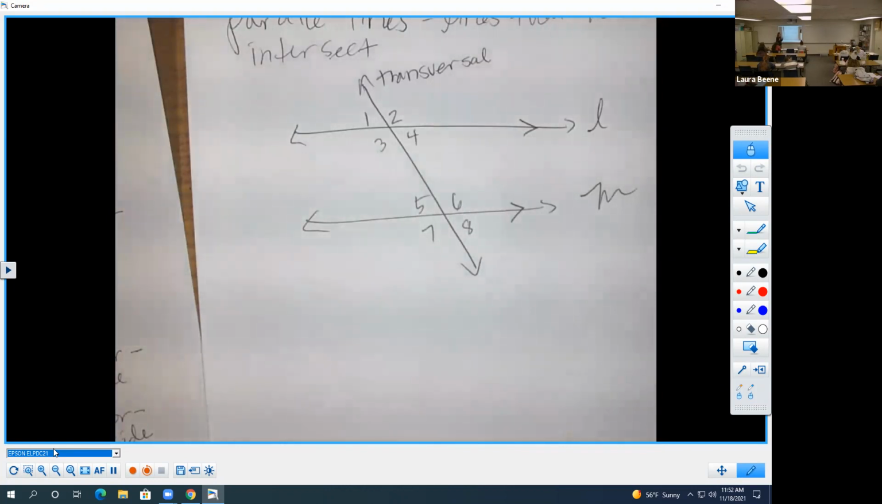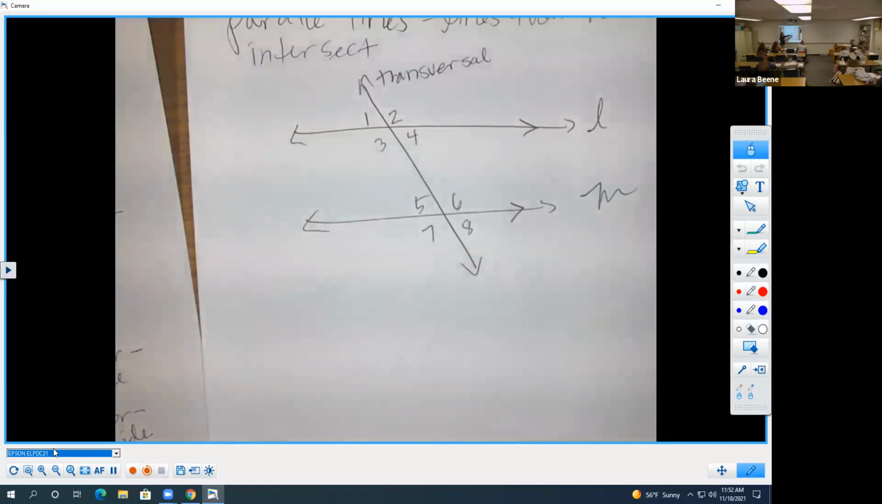Tell me some vertical angles here. Vertical is 2 lines that cross that make an X. 2 and 3, 1 and 4, 6 and 7, 5 and 8.